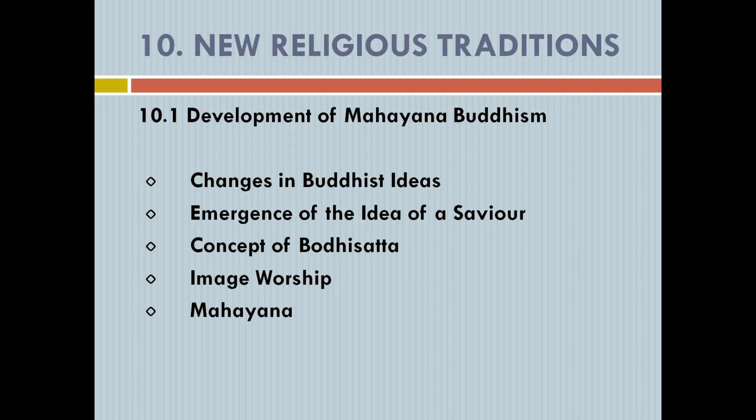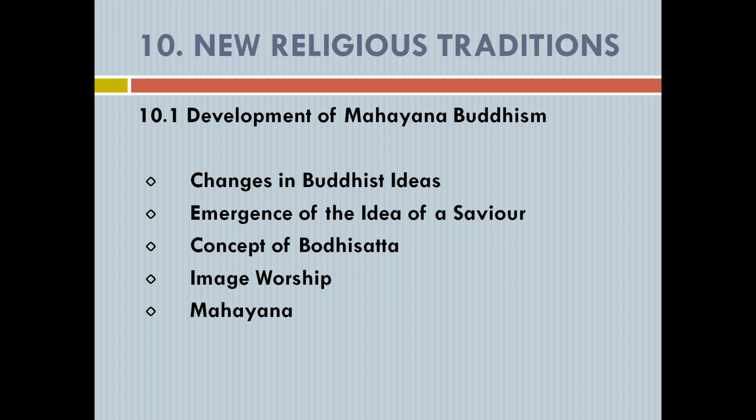Emergence of the idea of a savior. Gradually, people began believing Buddha could ensure salvation. This shifted focus from only self-effort to seeking help from a divine figure. Concept of Bodhisattva. Bodhisattva means compassionate beings, very kind beings. They gained merit. They chose not to enter Nibbana. They stayed to help others attain liberation.